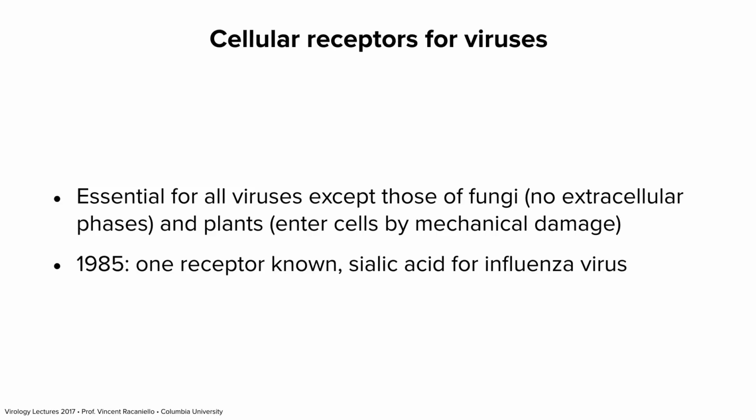Now, cell receptors for viruses. These are proteins or molecules on the cell surface that are required for entry. They're needed for all the animal viruses that we talk about, and for bacteriophages. They're not needed for viruses of fungi.